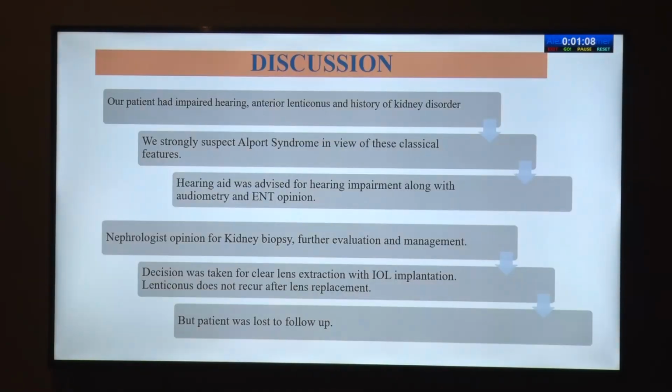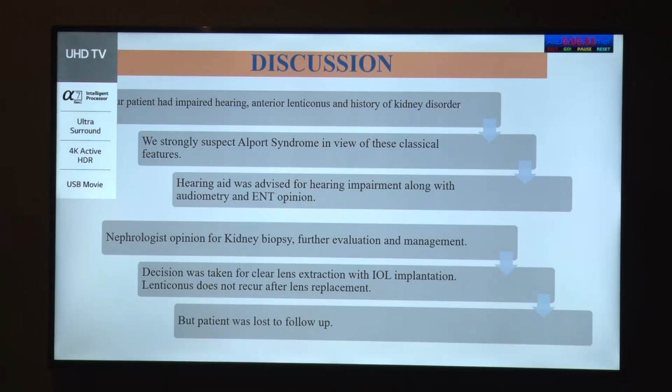So finally coming to our discussion. Our patient had all these 3 features, so we suspected Alport syndrome. In view of these classical signs, a hearing aid was advised for hearing impairment along with auditory and ENT opinion, and a nephrologist opinion for kidney biopsy. The decision was taken for clear lens extraction with IOL implantation, but the patient was lost to follow-up.